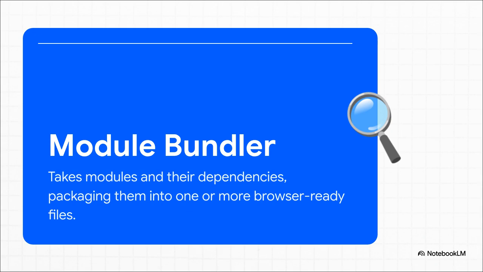So why is this so important? Well, we write modern code in lots of small, manageable files called modules. But browsers, they don't really like that. Loading hundreds of tiny files is super slow. So a bundler is like a super smart detective. It looks at your main file, follows all the connections to every other file you need, and then bundles them all up into one or maybe a few highly optimized files for the browser. It's a massive performance boost.